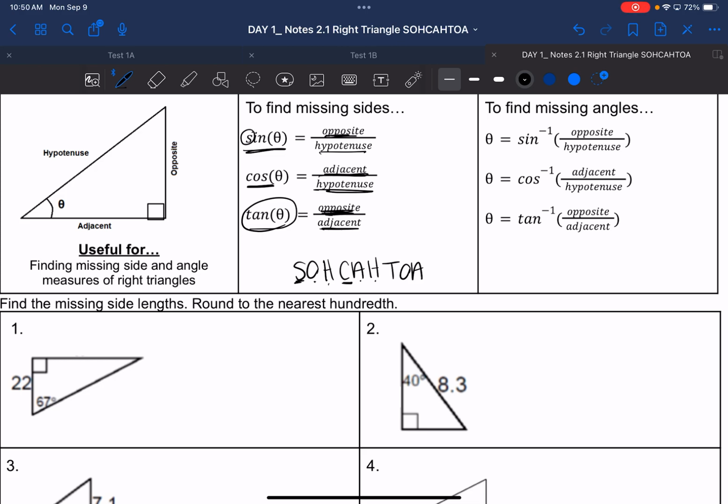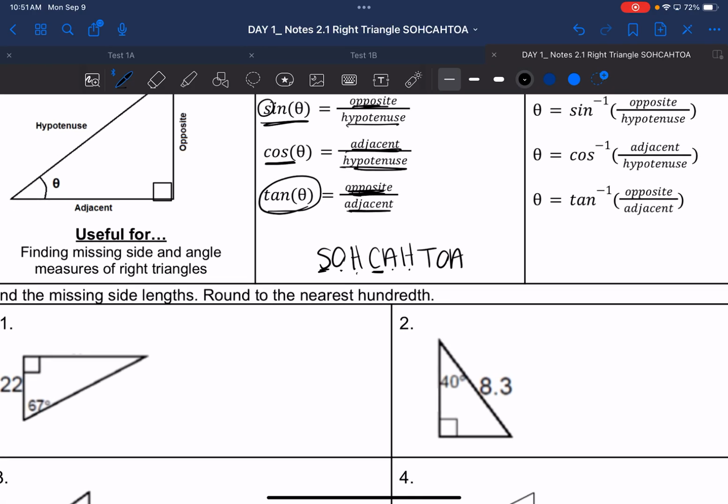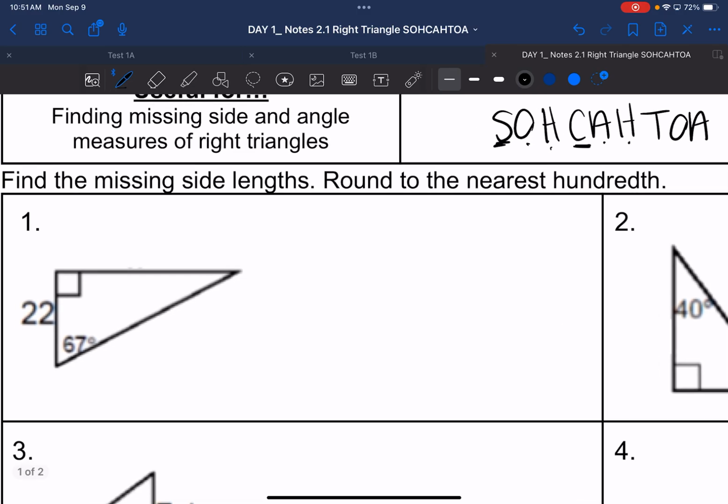And they remind us over here in this column that in order to find a missing angle, to get rid of tangent, cosine, or sine, you take the inverse of that function, okay? So that's what these are. Sine inverse of your ratio, cosine's inverse of your ratio, or tangent's inverse of your ratio. All right? So let's look at some actual problems and see how we could solve for some missing pieces. So it says in this first 4 questions, you're going to find all the missing sides and round your answers to the nearest hundredth. So let's start with number 1 here.